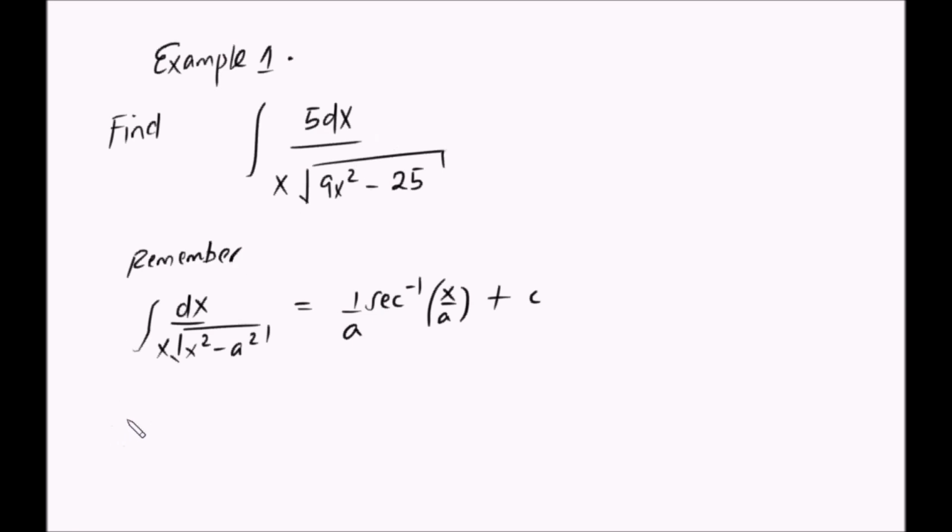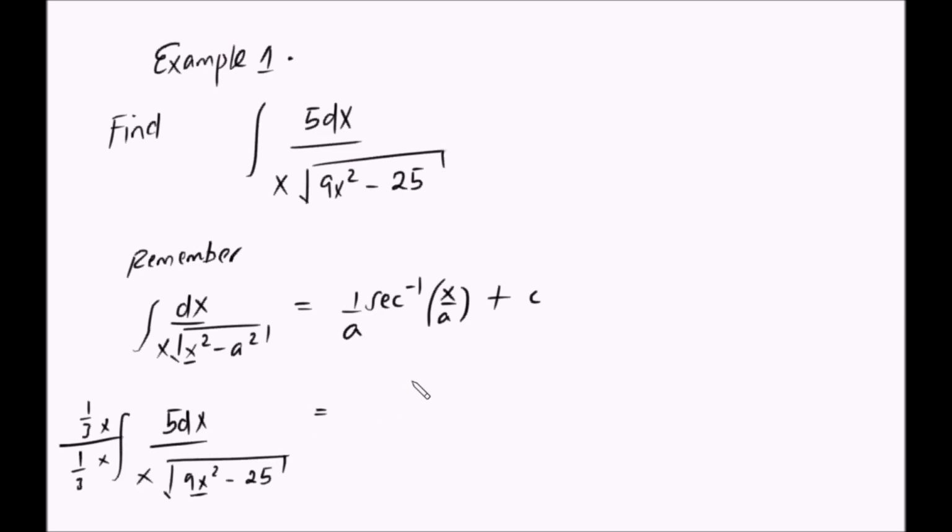Huyu jamaa yupo hivi, hilo swali letu ipo hivi. Huyu na huyu kama wanafanana, tofauti ni moja. Hapa x yetu haina coefficient, lakini hapa x yetu ina coefficient. So we need to remove this coefficient. One way to do that ni times by 1 over 3 huku juu na 1 over 3 huku chini, okay?